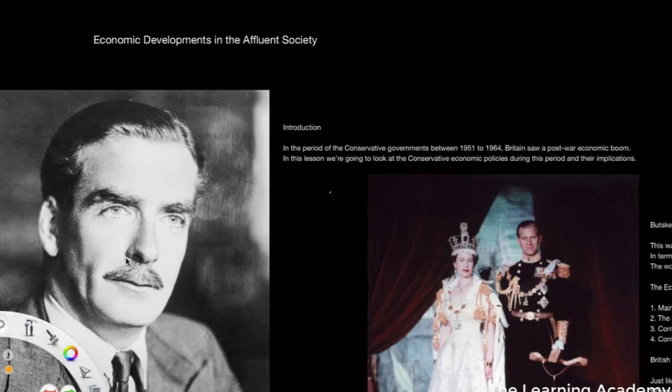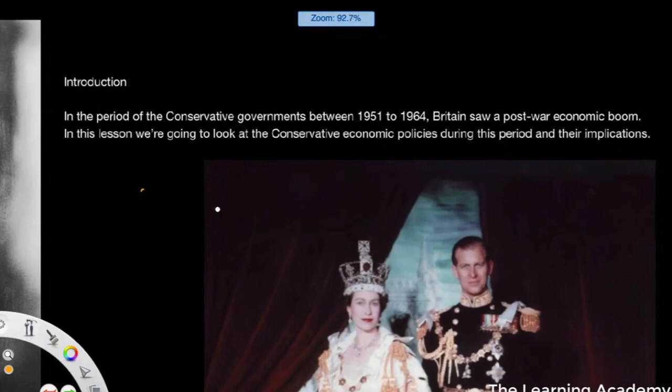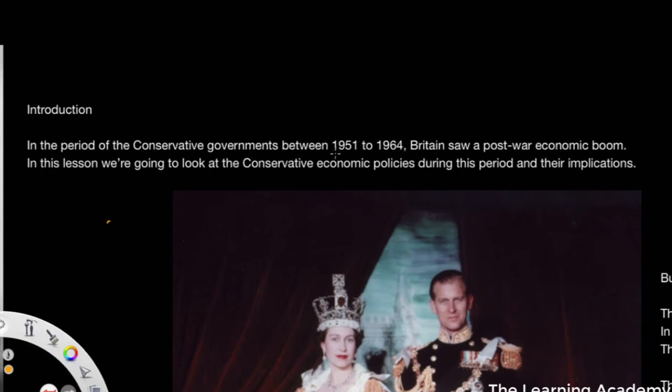So as we've already touched on in the last two lessons, the period of Conservative governments was between 1951 and 1964. We got to see, I believe it was four prime ministers during this period.